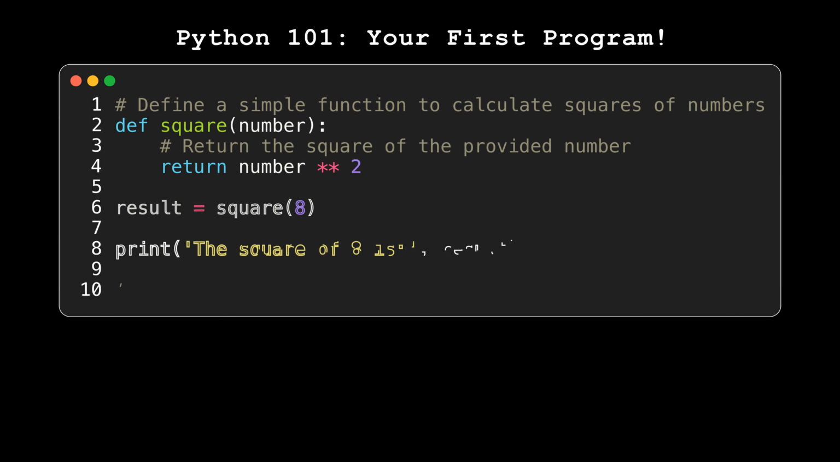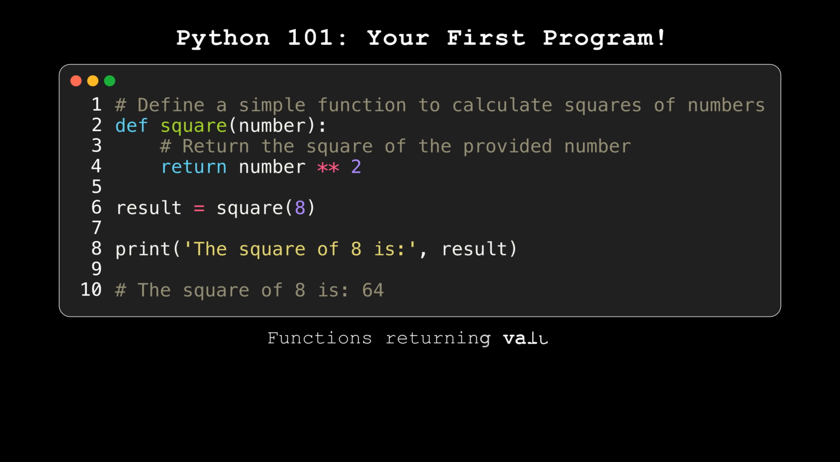Finally, let's look at returning values from functions, another fundamental concept of programming. While our earlier function did something like printing, sometimes we need a function to give us back a result instead of just printing it. This is where the return keyword steps in. Here we created a function called square.